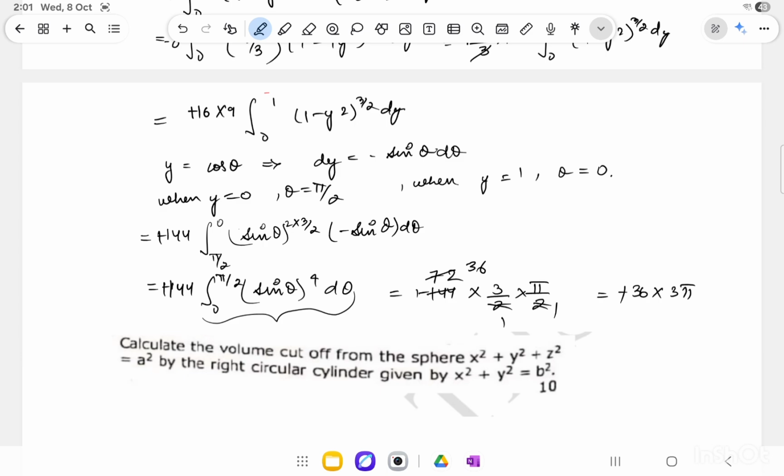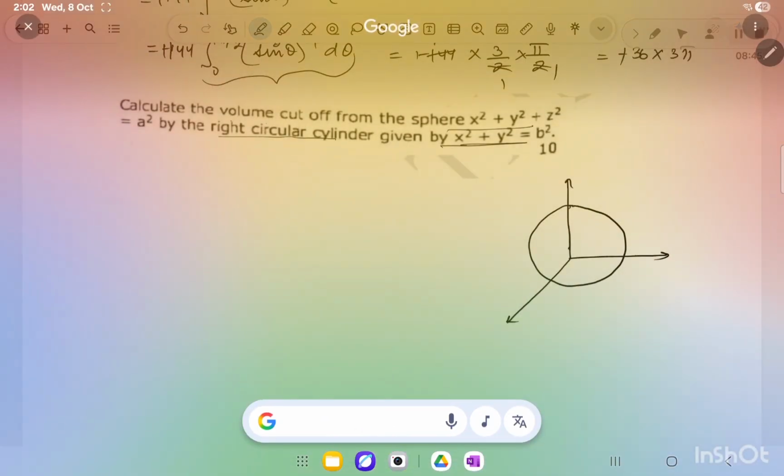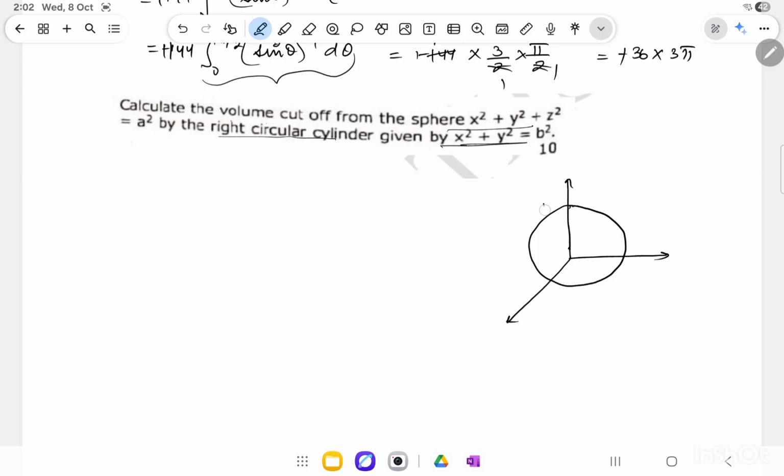Let's move on to see the next question. This question states that we calculate the volume cut off from this sphere by a right circular cylinder given by this equation. So let's first see what it represents graphically and then we can solve it. There is a sphere with center (0, 0, 0) and radius a. So let's assume that this is our equation of the sphere, and there is a right circular cylinder with the z axis as its principal axis. So let's assume that this is our cylinder.